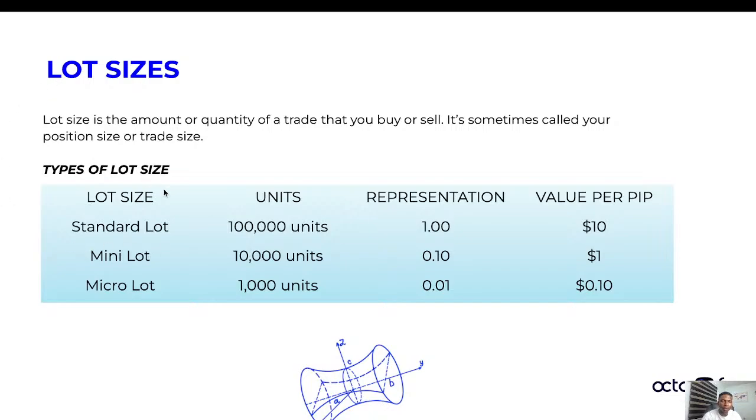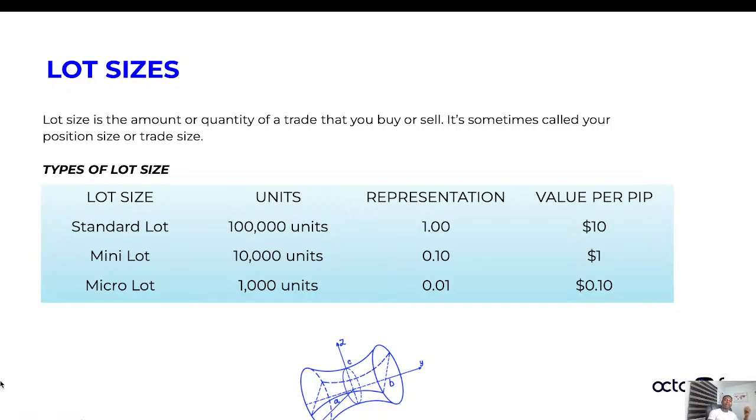Okay, mini lot size. The unit of a mini lot size is 10,000 units. The representation of that is 0.1 lot size, and 0.1 lot size is $1 per pip. So if you enter a trade with a mini lot size and the market goes one pip in your favor, you would make $1. If it goes against you, you would lose $1 per pip.